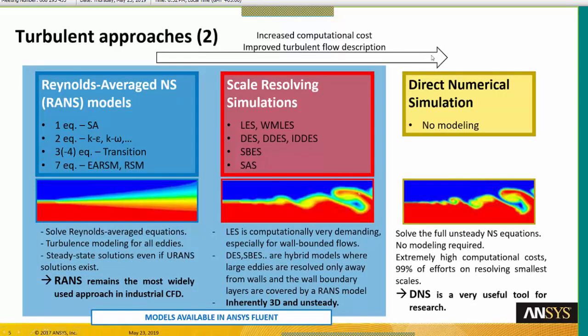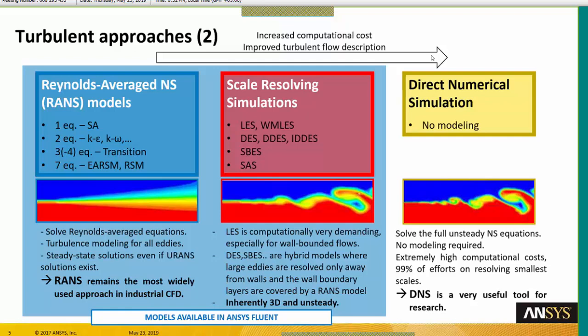Regarding the cost of the different approaches, when you do DNS, you have a tremendous cost for your computations, because you will solve, of course, the large eddies. It's not so big a challenge for the large eddies, but you will solve also the small eddies. It's a big challenge. Why? Because they are small, so you need a very fine mesh. And in fact, 99% of your effort will be resolving these small scales. That is why this method is so expensive. Small scales are very difficult to solve, very expensive.